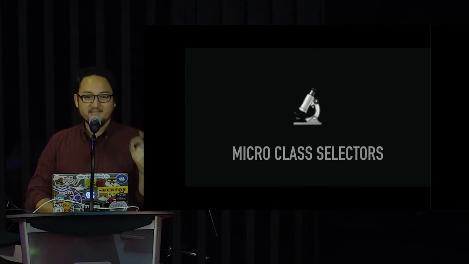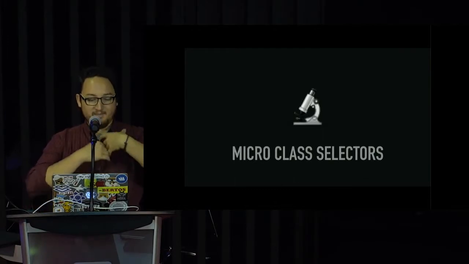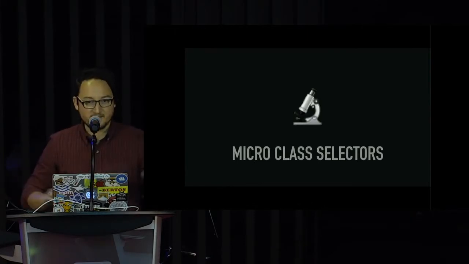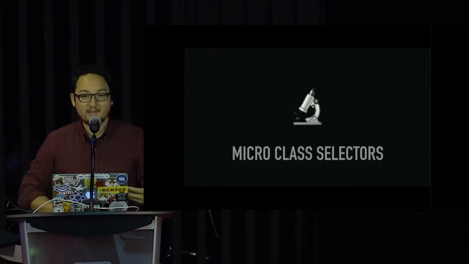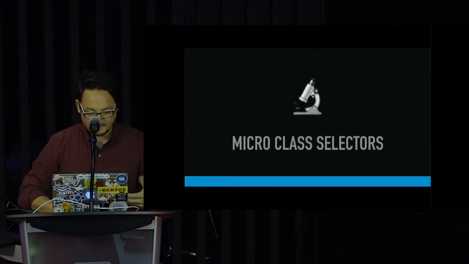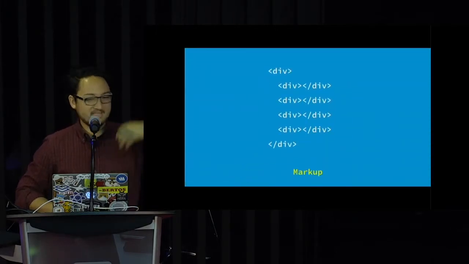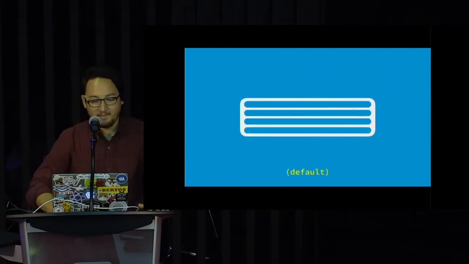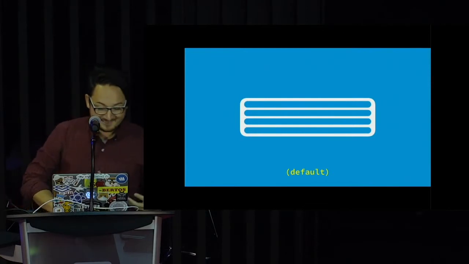I think this can easily be solved with micro class selectors, and there are a bunch of libraries that do that. I'm going to give you a quick example of what that looks like in practice. So we have this amazing, beautiful example of code. It is 5 divs, 4 of which are in another one. And that might render something like this.